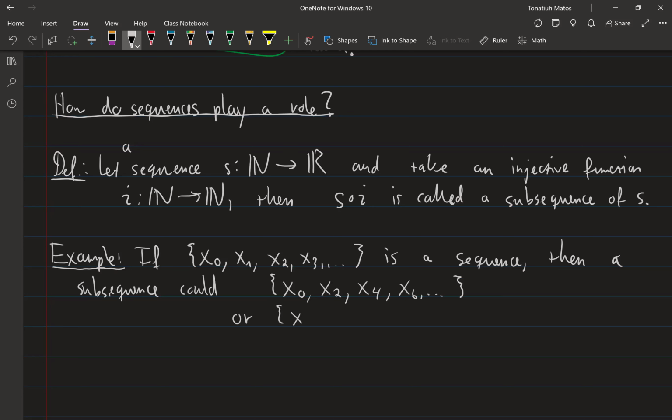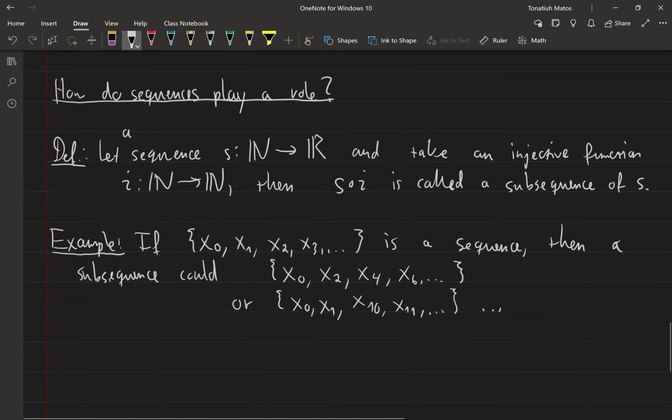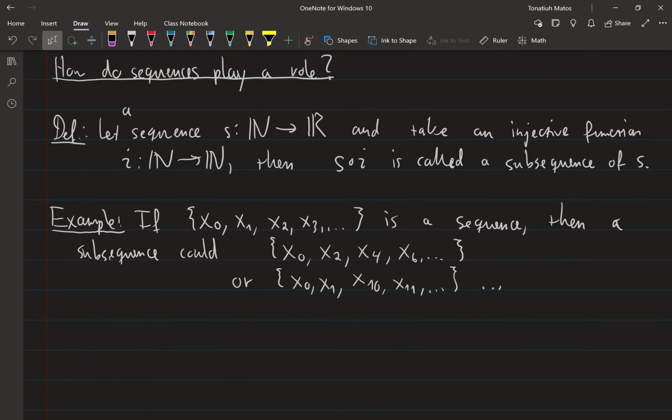Another subsequence could be 0, 1, and I don't know, then you skip a bunch of them, and then you just continue afterwards, right? Or just the prime numbers, and so on. So a subsequence is basically you take some of the elements of the sequence, forming another also infinite sequence in the same order and with no repetitions, and you're not allowed to change them or to change the order or anything like that. That's what a subsequence is.